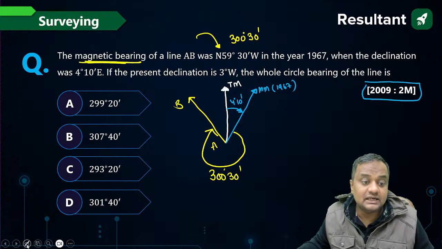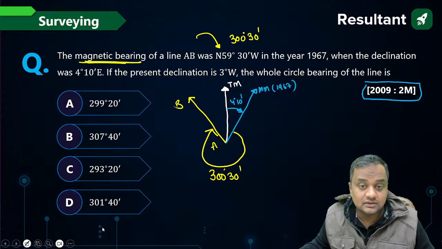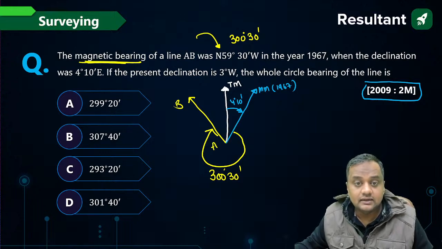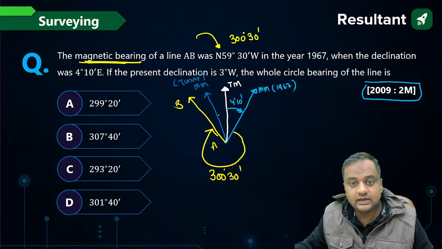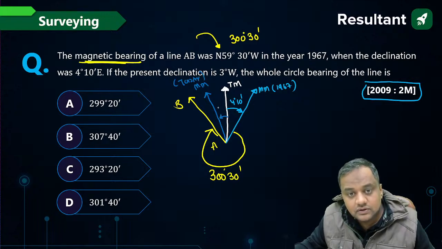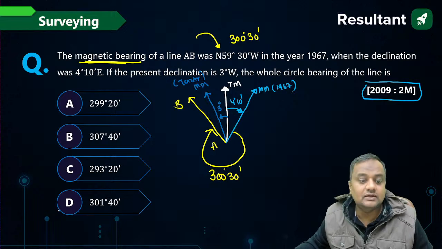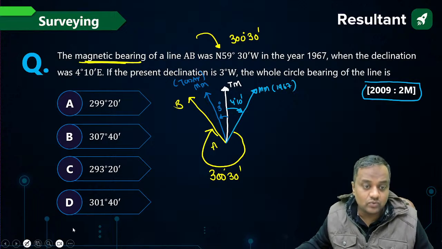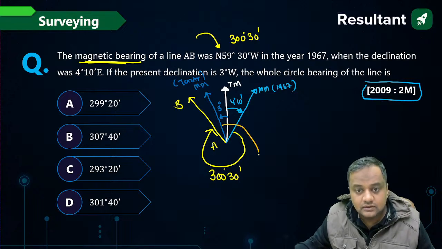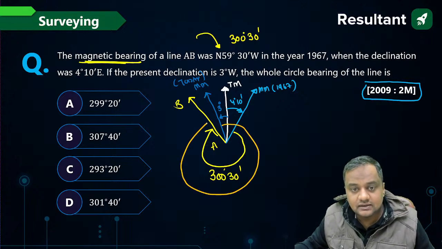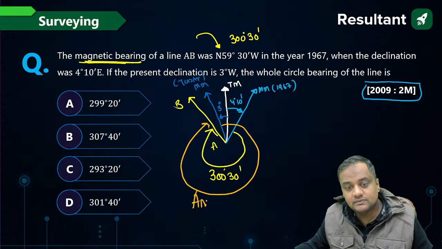If the present declination is 3 degree west, now today the true meridian will be the same. It is 3 degree west. This is the magnetic meridian today. Today it is 3 degree west. So what is the whole circle bearing now? What is the magnetic bearing now? So now the magnetic bearing will be measured from here. This will be the answer.